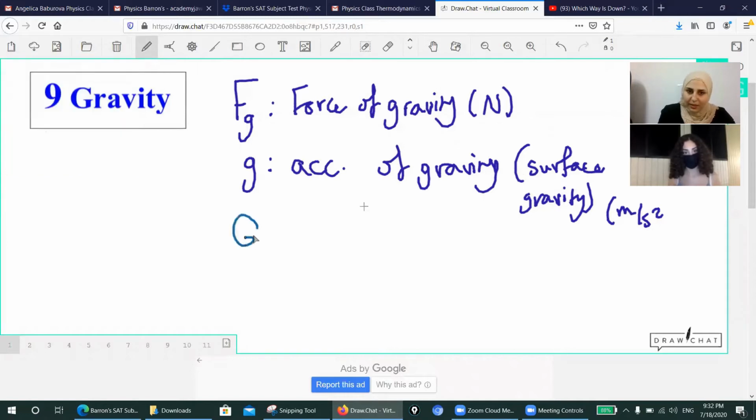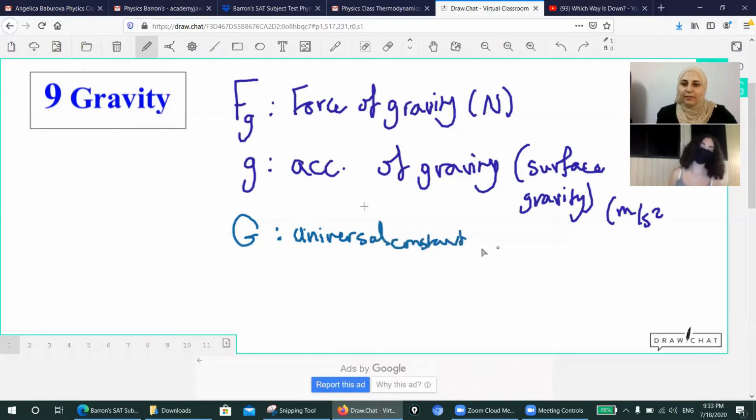G capital is what? I don't remember, honestly. It's actually a constant. So G capital is different from G small. I'm trying to remember the constant. Sorry. Yeah, it's the universal constant of gravitation.